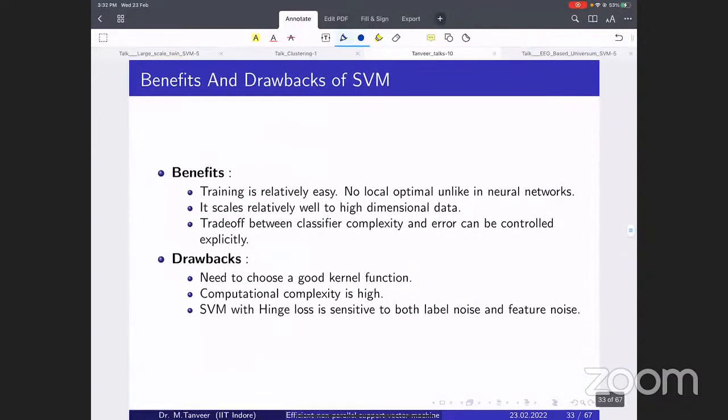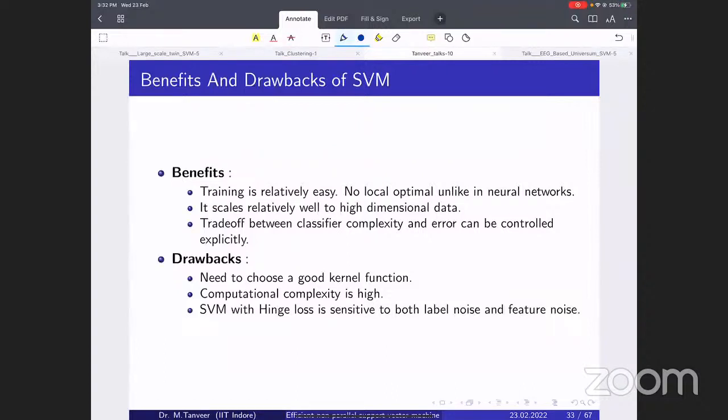There are some benefits and some drawbacks of the SVM; a few things are written, many are not. Training is relatively easy, and there are no local optima, unlike in neural networks. It scales relatively well to high dimensional data. The trade-off between classifier complexity and error can be controlled, as we are using the parameter C.